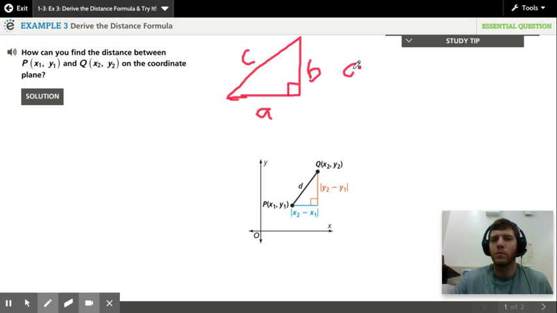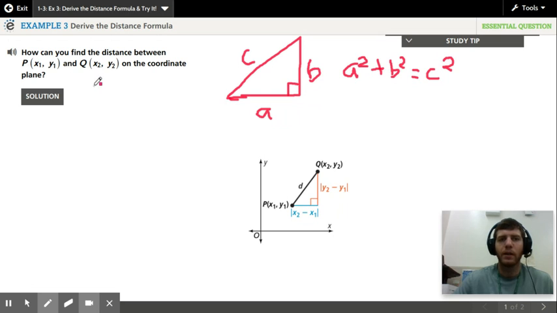And then we could use the formula A squared plus B squared equals C squared. And so now let's look at our problem here. We have 2 points, P and Q. Point P has x coordinate x1 and y coordinate y1. Q has x coordinate x2 and y coordinate y2. And we want to find the distance between those 2 points.